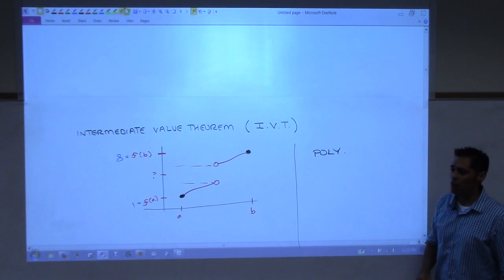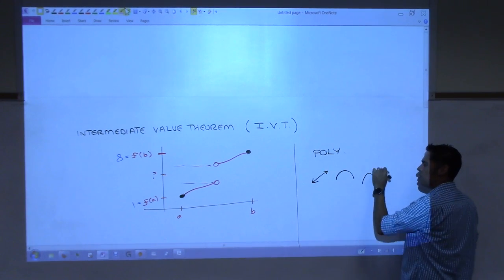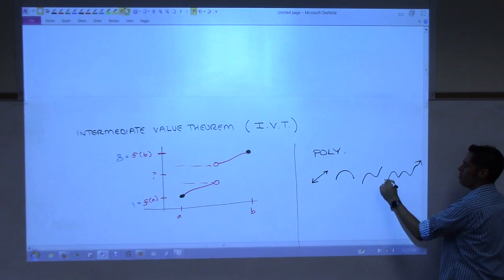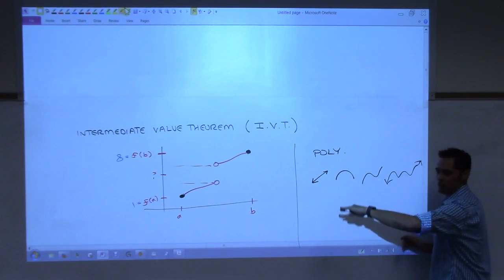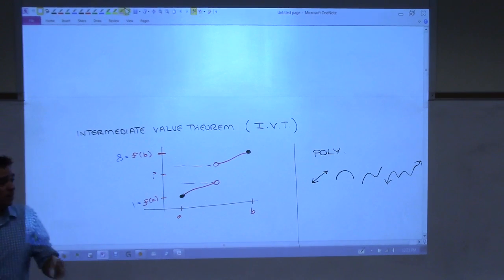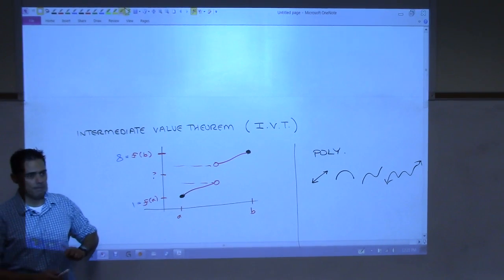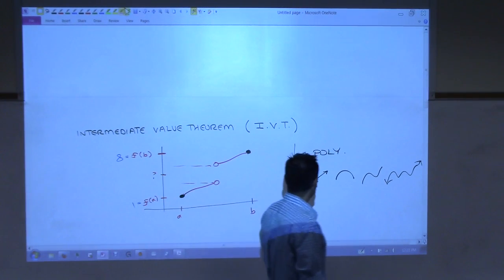If you draw me a polynomial, right, it's either going to be a straight line, it's going to be a parabola, it's going to be a cubic function, or it's going to be some crazy polynomial thing. All of these functions, all polynomials, you can draw without picking up your pencil, which means they're continuous everywhere, right? Which means the intermediate value theorem applies to all of those. Got it?